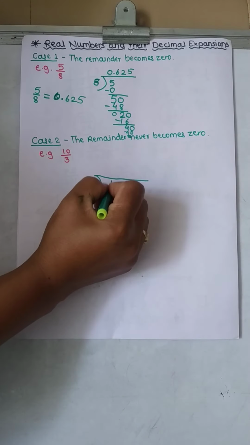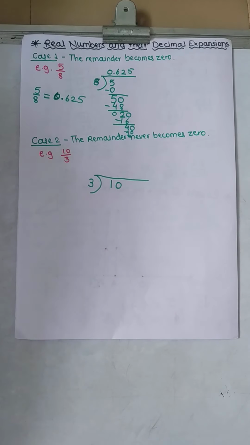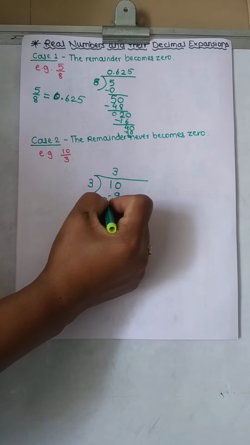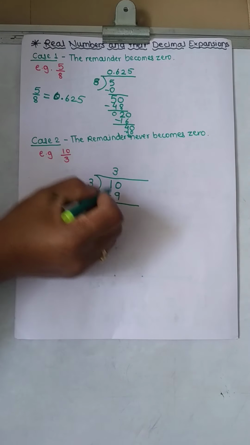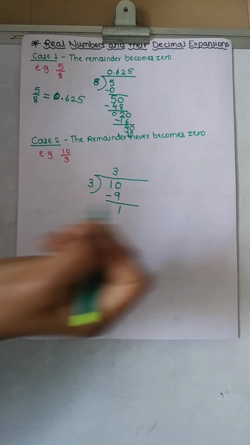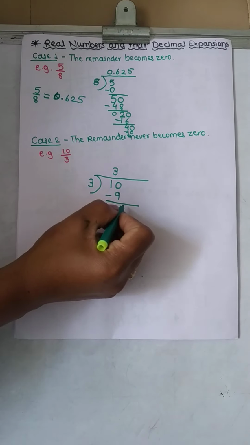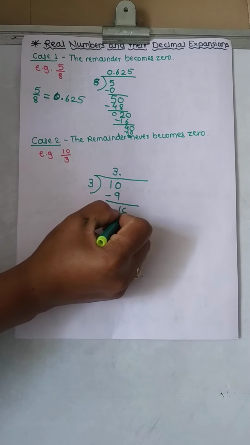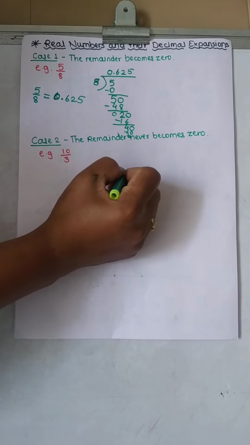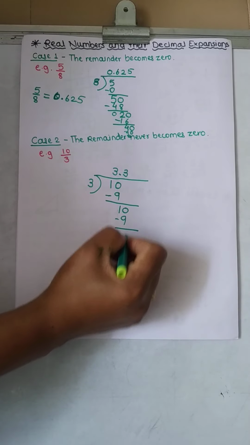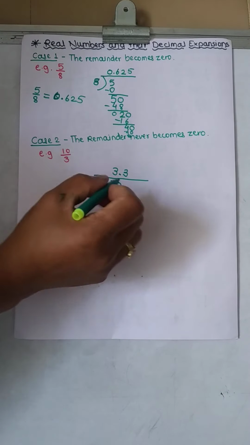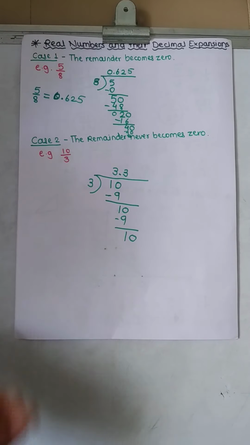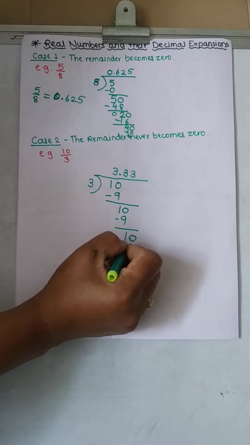For this, I have taken a very simple example over here. We'll write 3 and 10. Now in 3's table, do we get 10? No. But the smaller number, 3 3s are 9. Right? So from 10, if we subtract 9, we get remainder 1. Now there is no number further, so we put a decimal and here we will take a 0. Again 3 3s are 9. If we keep doing this again and again, we get the same remainder again, right?